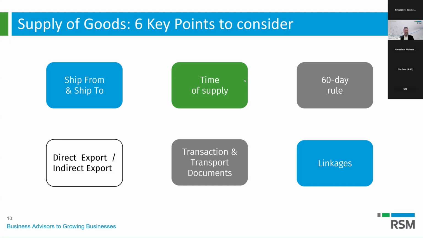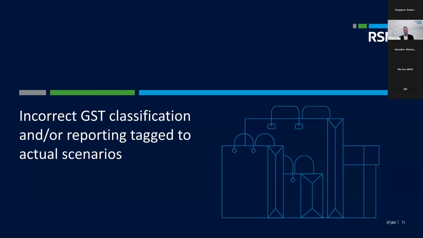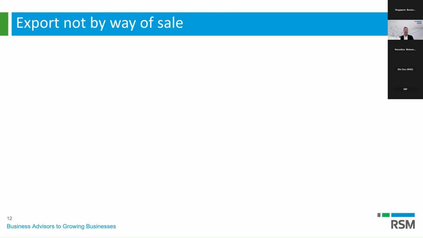Okay. With that, I would like to bring us through 3 common export or sale of goods scenarios that we commonly observe where clients are making mistakes or may not be too sure. The first illustration that we'll be covering is something called export not by way of sale. I believe one of the participants raised this question earlier, and we can be more sure by looking at the illustration that I'm going to show you here.